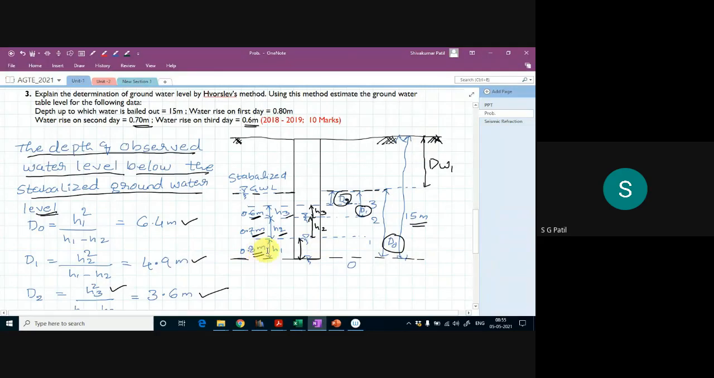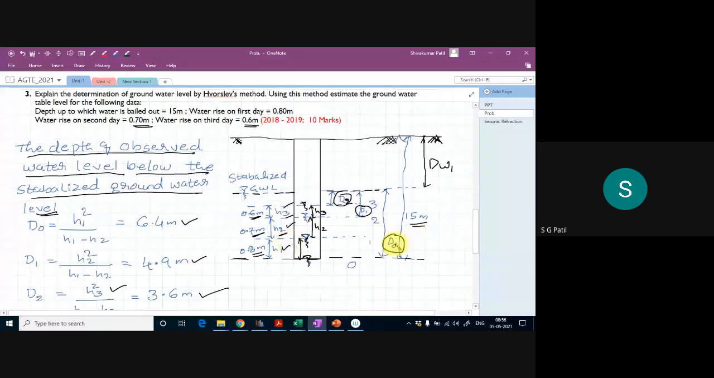Now next, on the first day, what is the rise in the water table? The rise in the water table is 0.8 meter. On the day of bailout, the water table was here. You come after 24 hours, by that time the water has risen up to here, that is H1. On the second day, the water rises up to here, that is H2. On the third day, the water rises up to here, that is H3.